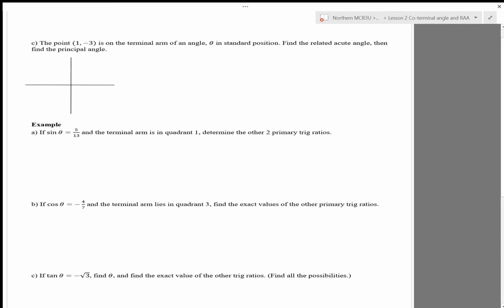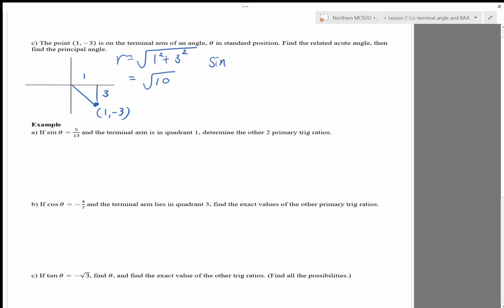So I'm just going to go really quickly. Okay. Now 1 comma negative 3. So 1 comma negative 3 is down here. The height is 3, the length is 1. So r equals the square root of 1 squared plus 3 squared, which is square root of 10.